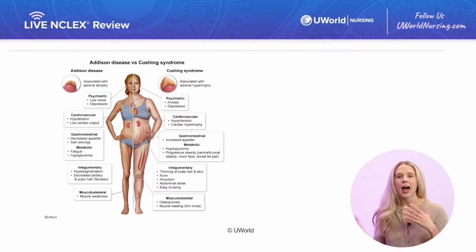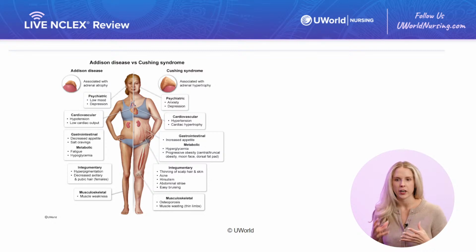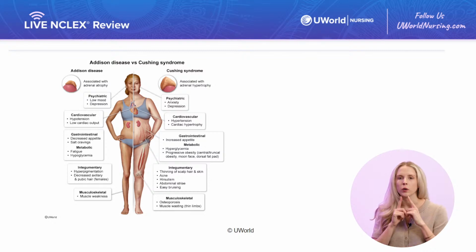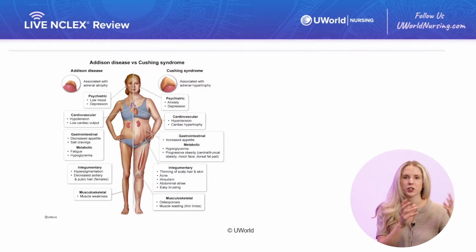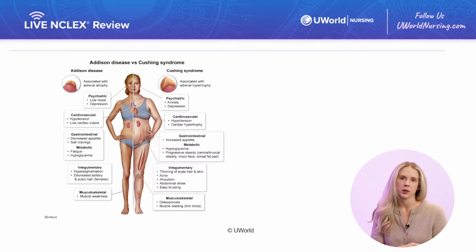And lastly, in Addison disease, we see decreased axillary and pubic hair, so less body hair essentially, whereas in Cushing syndrome, we see something called hirsutism, which is that male-like inappropriate hair growth in a woman. So we'll see growth almost in a beard pattern on a woman, on the chin, on the jawline. So again, not enough hair growth, that decreased hair growth in the axillary and the pubic areas in Addison disease, versus too much in inappropriate areas in Cushing syndrome. So again, that's a great way to compare them side by side.